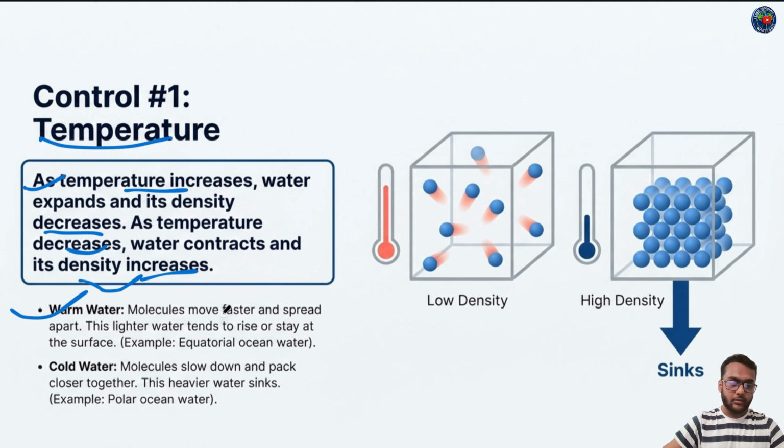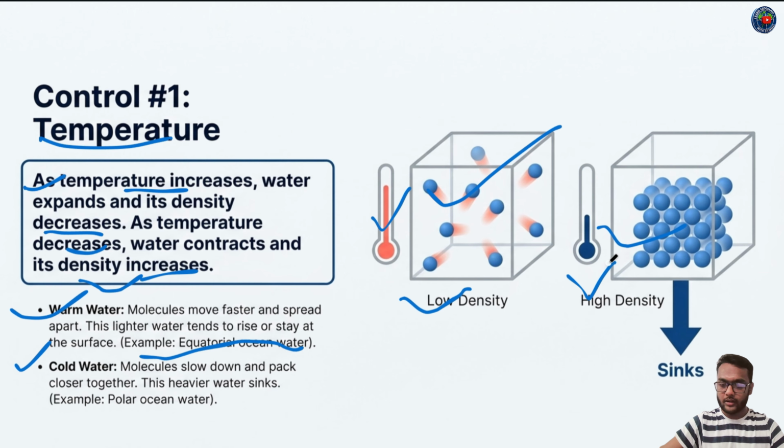In warm water, molecules move faster and spread apart like this. This lighter water tends to rise or stay at the surface. Example, equatorial ocean water. In cold water, molecules slow down and pack closer together. This heavier water sinks. Example, polar ocean water, like this. Warm water has low density and cold water has high density.